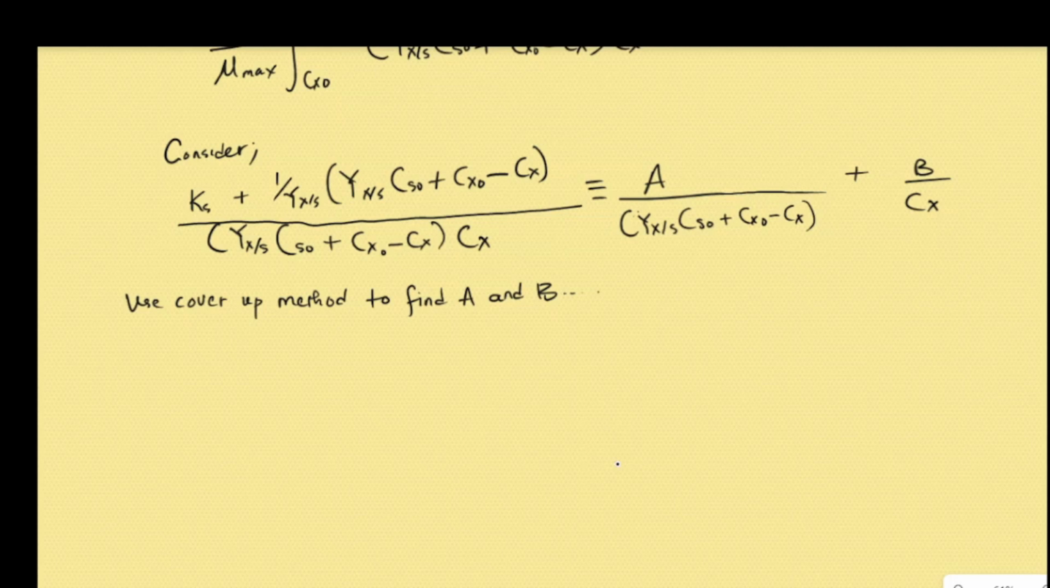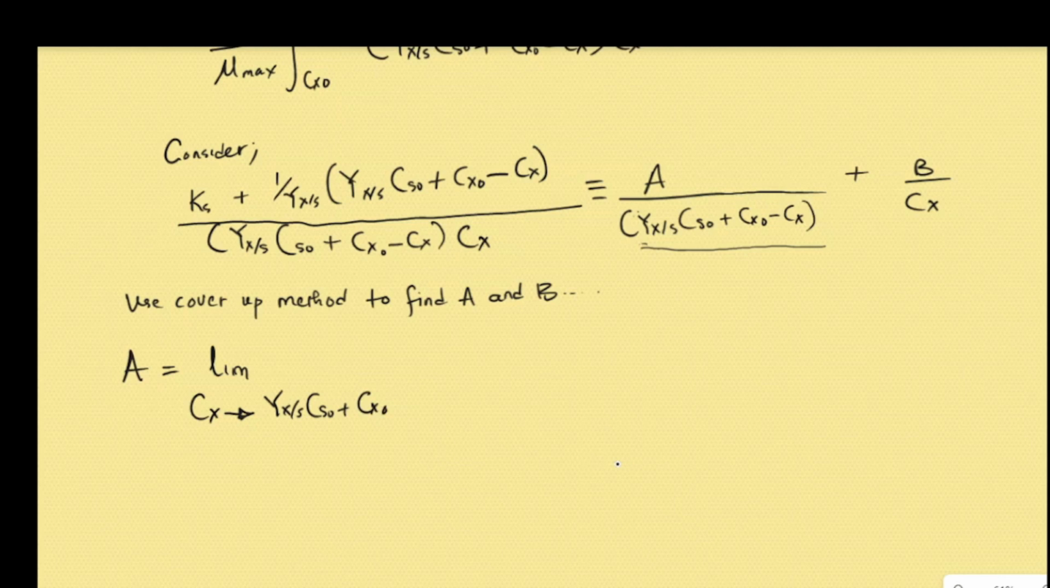So using the cover-up method, a is the limiting value as c of x tends to... So look at this particular linear factor in terms of c of x under a. You're going to ask yourself, what are you going to put into c of x to make this particular linear factor 0? And that is definitely y x of s, c s naught plus c x naught. So this is what we are going to put in.